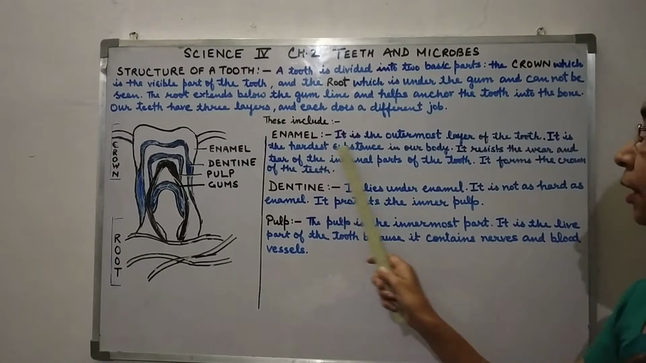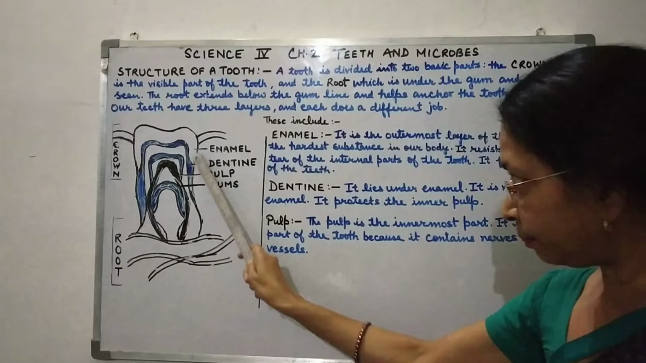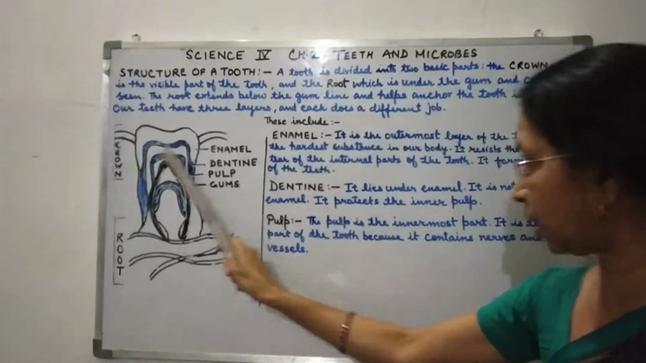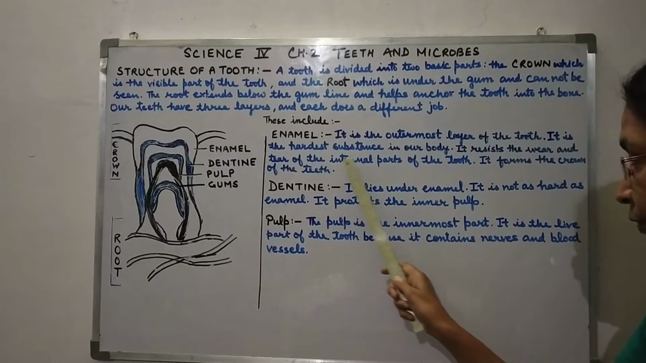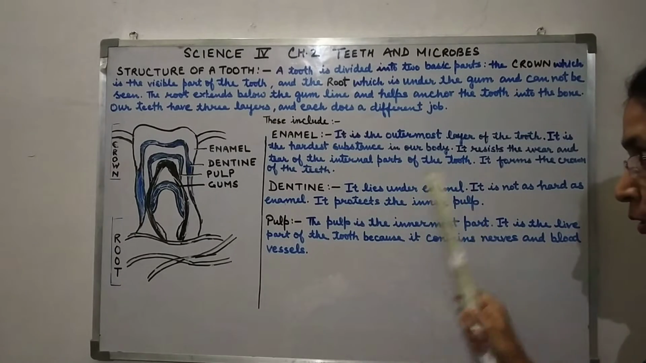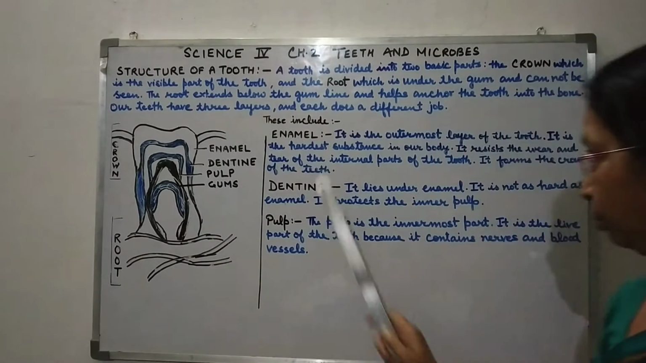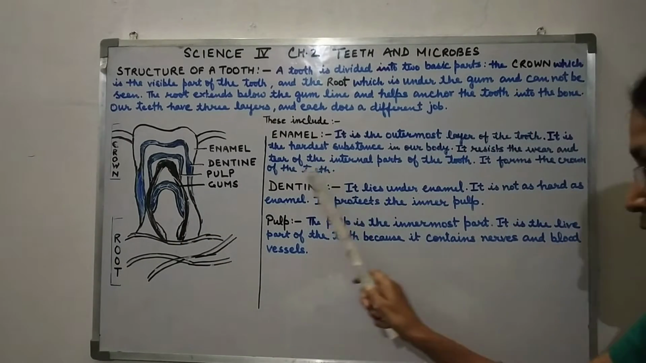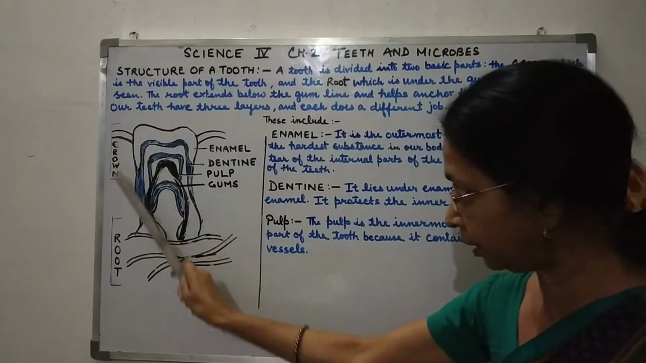It is the hardest substance in our body. This is the enamel. It resists wear and tear and protects the internal parts of the tooth. It forms the crown of the teeth.